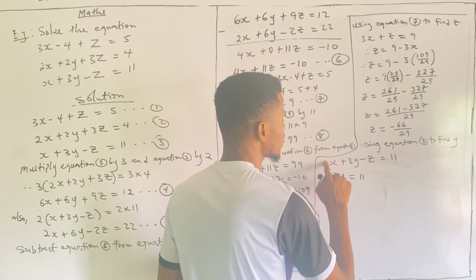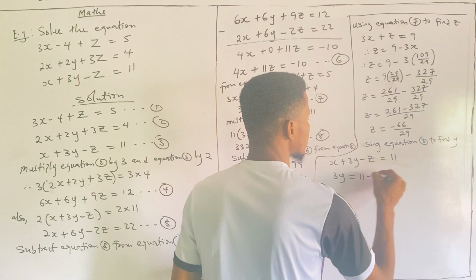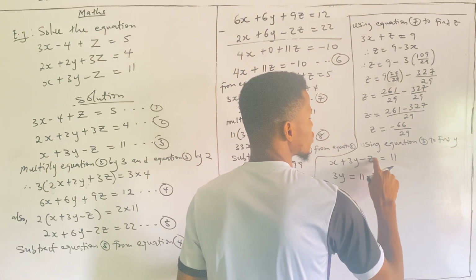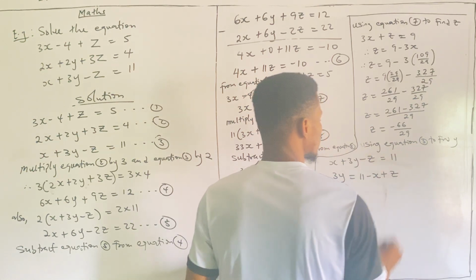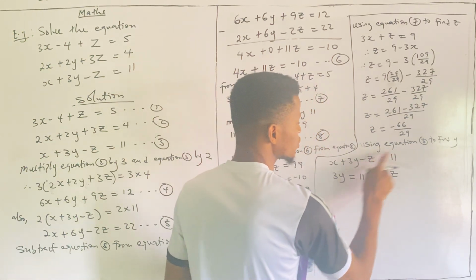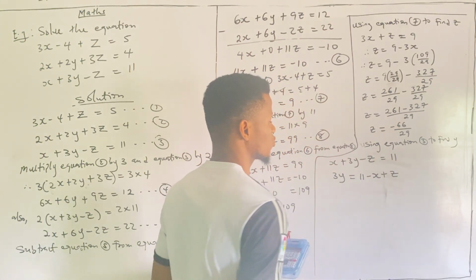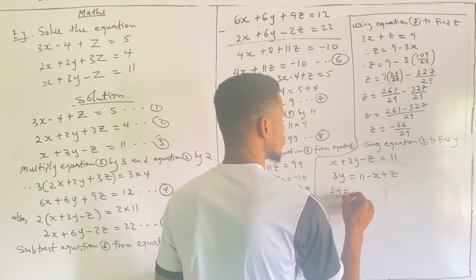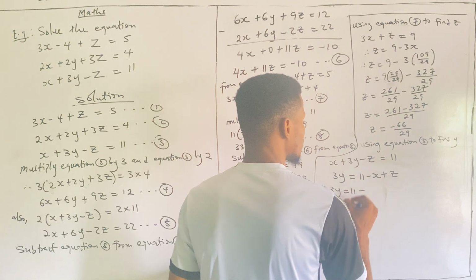To remove plus x here, we use minus x. So in other words, x crosses over as minus x. To remove minus z here, we need plus z. So if minus z crosses over, it becomes plus z. Alright? So remember, minus z crosses over as plus z, plus x crosses over as minus x, right? So at the end of the day, 3y will be equal to 11 minus our x.